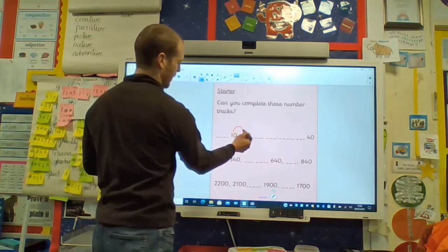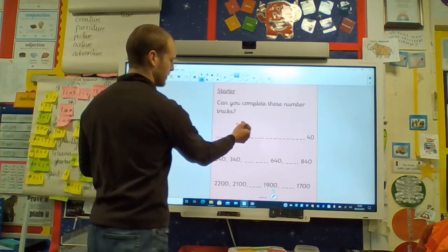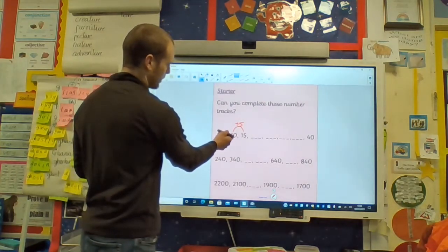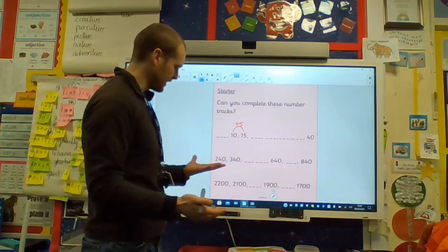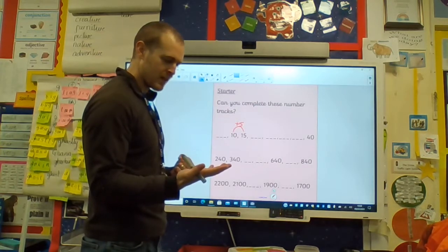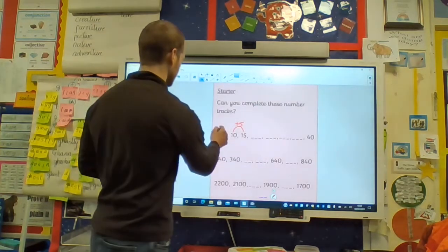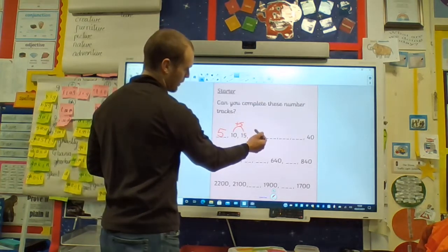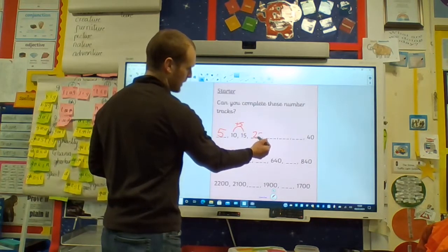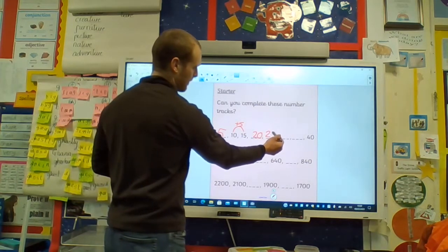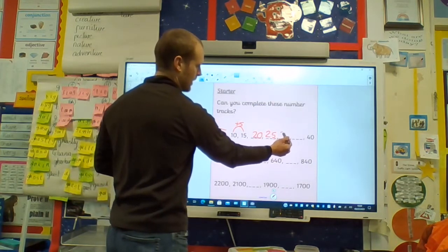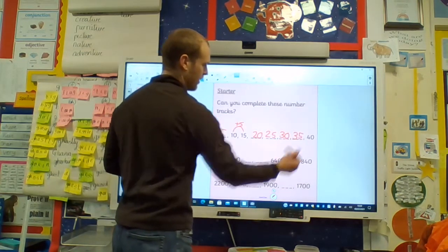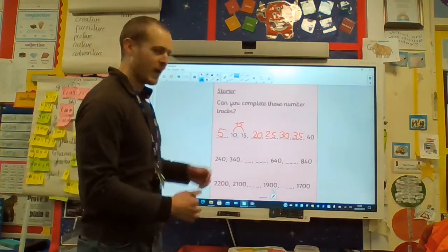Because 10 add 5 is 15. So I wonder if our rule is adding 5 each time. So if I go backwards, I have to take away 5. 10 take away 5 is 5. Okay. Now then, if I'm jumping on 5 more, that must be 20, then 25, 30, 35, and 40. That's how we're counting on 5.